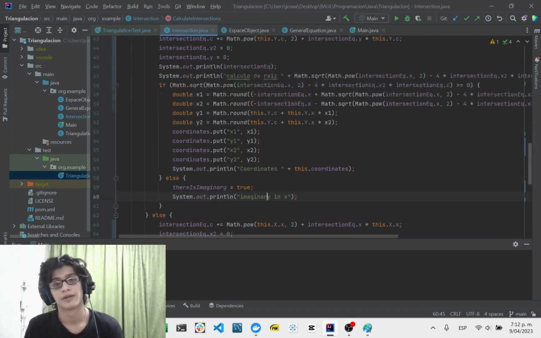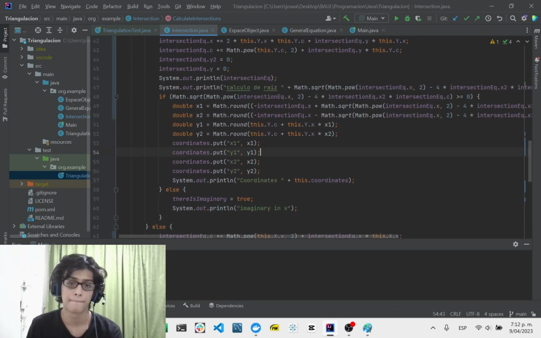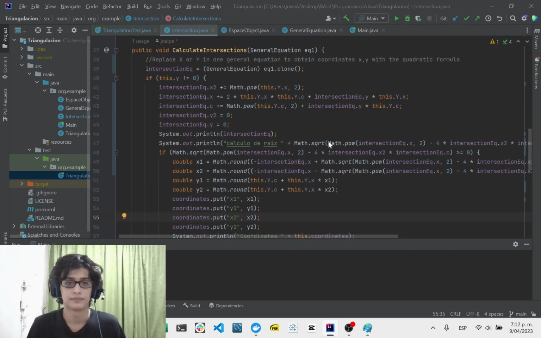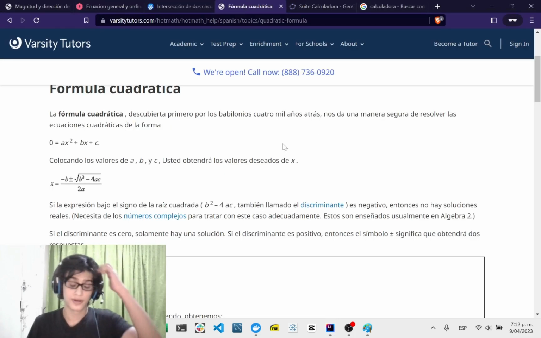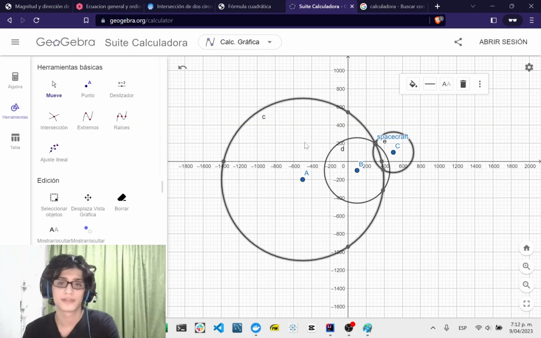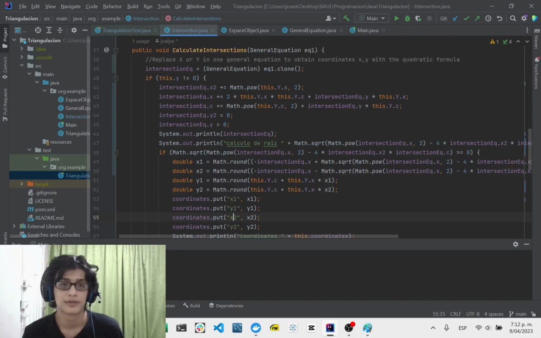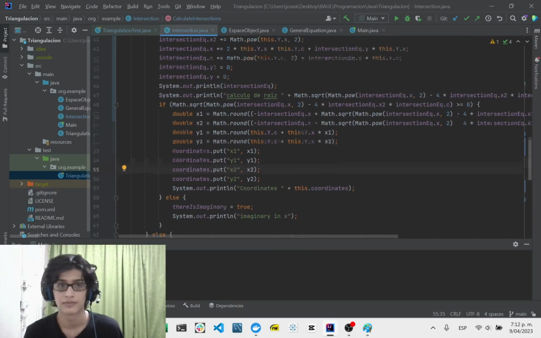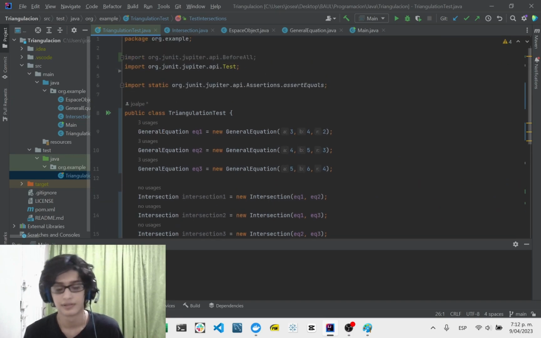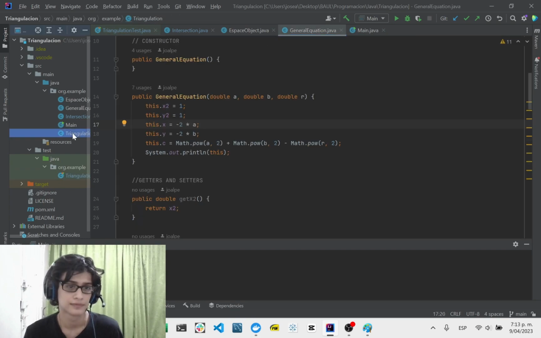And that's it. We do this, and I get the coordinates x1, x2, y1, and y2. Okay, when I have the intersection, it means that I am finalizing the algorithm, and then I'm only going to compare the coordinates. And how do I do that? With this object.